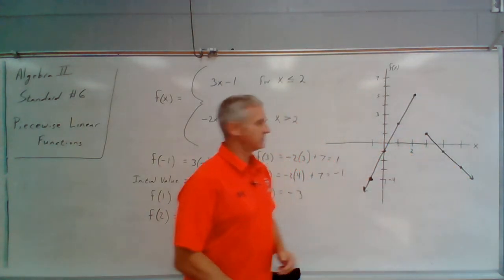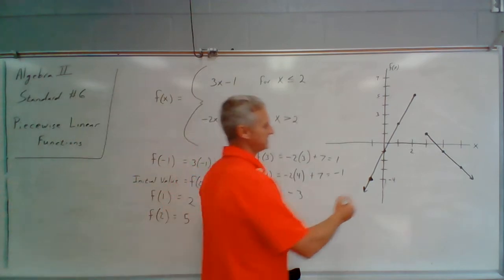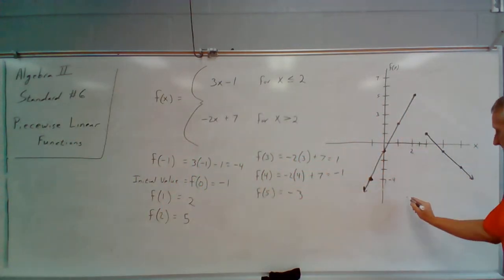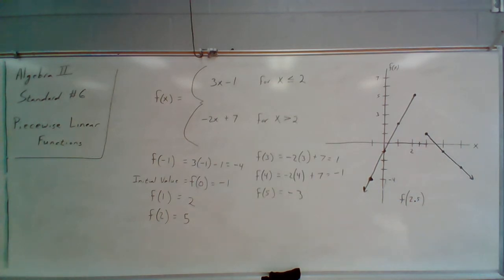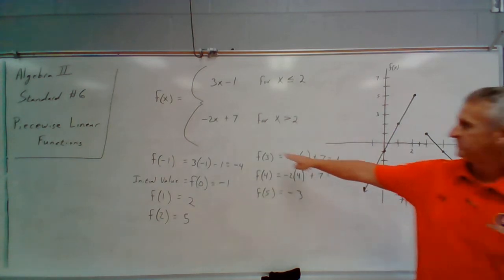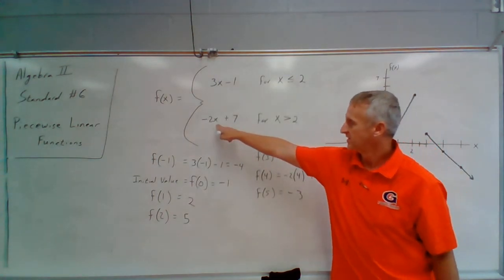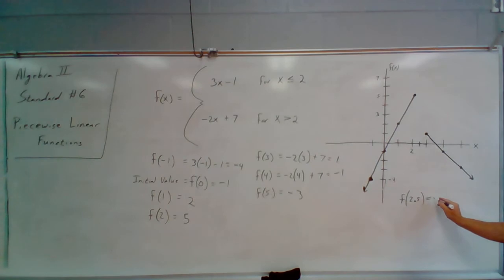Okay. What about between 2 and 3? So what if I wanted to plug in, say, 2.5 here? So f of 2.5. Okay, so if I put 2.5 into this equation because 2.5 is bigger than 2, I will have negative 2 times 2.5 plus 7. Negative 2 times 2.5 is negative 5, and negative 5 plus 7 is 2.